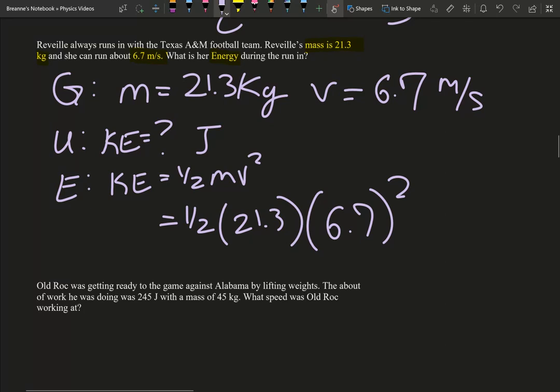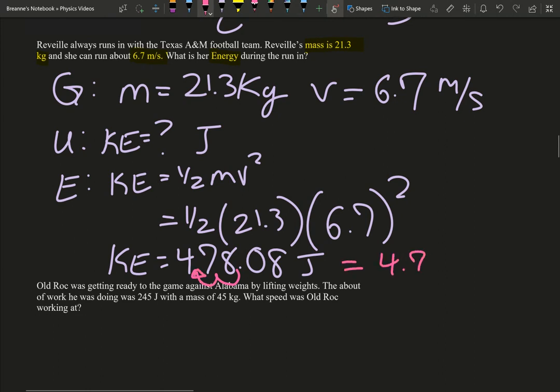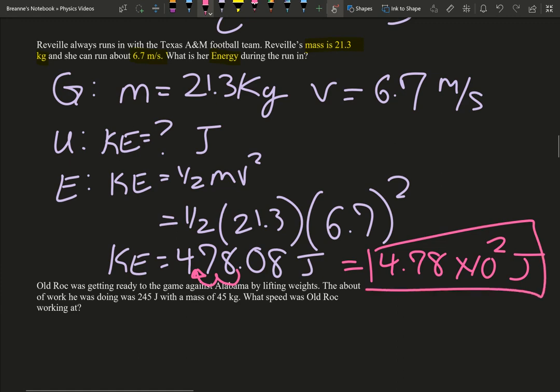Yay. Okay, cool. So you plug that into your handy dandy calculator and you get that your kinetic energy is 478.8 joules. If we're going to put that into scientific notation, we're going to move it 2 times. So that'd be 4.78 times 10 to the 2 joules. There we go.